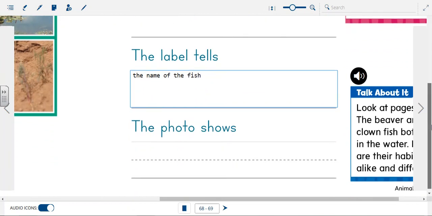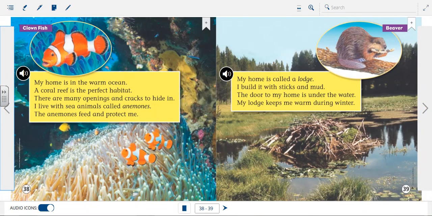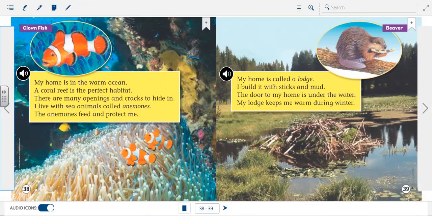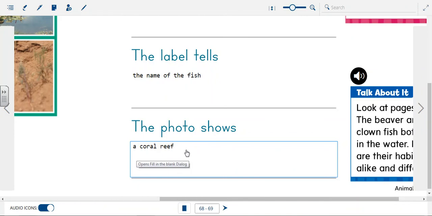Okay, our last sentence we want to finish here says the photo shows. The photo is the picture of the habitat in the background. Let's think about what this was called. This was called a coral reef. And it says right here, a coral reef is the perfect habitat, and that is what the picture is showing. So in our last sentence, we just want to write where it says the photo shows a coral reef. Yep, a coral reef.